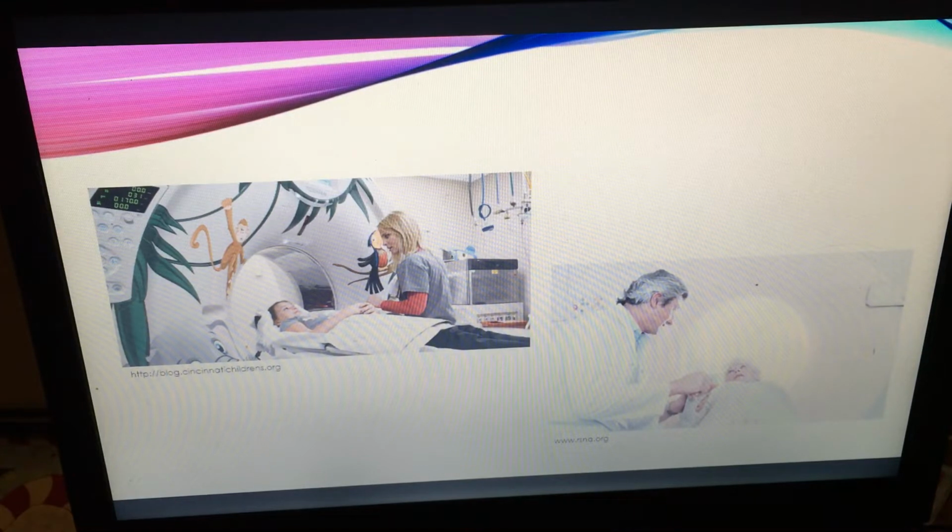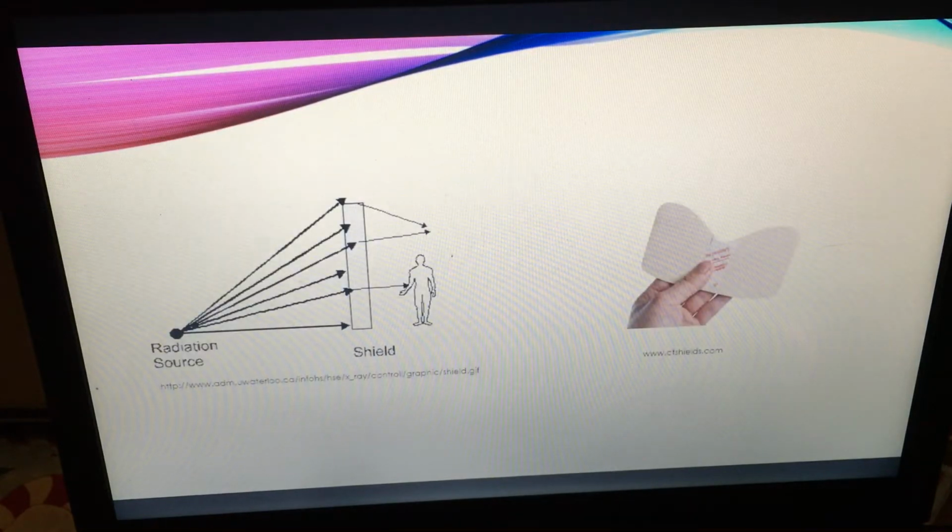The patient population at higher risk for increased dose are children and the elderly population. There are also certain body organs that are more at risk, such as the breast and the thyroid. It is important we take measures to protect both patients and specific body parts when possible.